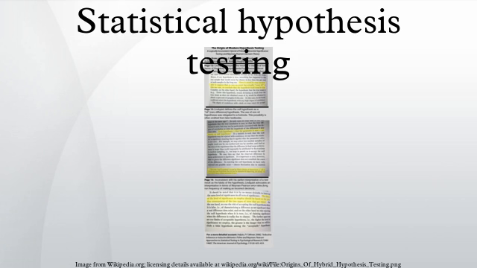These tests are used in determining what outcomes of a study would lead to a rejection of the null hypothesis for a pre-specified level of significance. This can help to decide whether results contain enough information to cast doubt on conventional wisdom, given that conventional wisdom has been used to establish the null hypothesis. The critical region of a hypothesis test is the set of all outcomes which cause the null hypothesis to be rejected in favor of the alternative hypothesis.